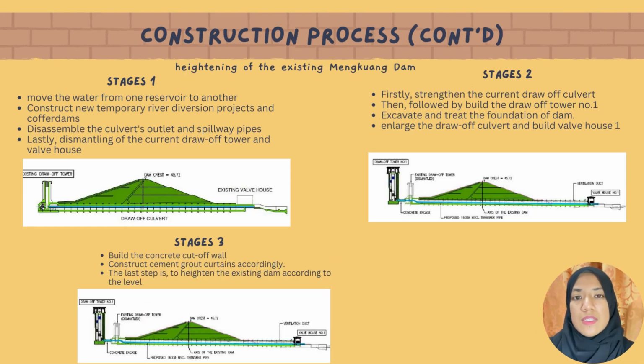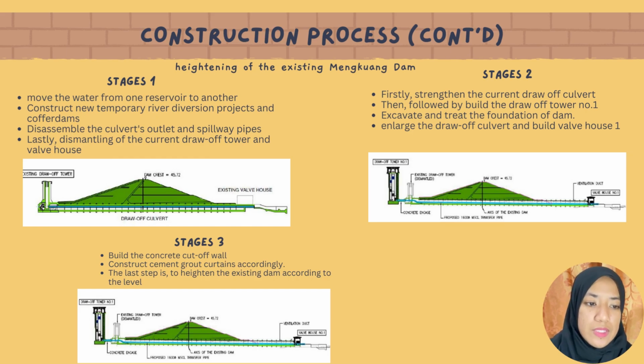Heightening of the existing Mengkuang Dam is also divided into 3 stages. The first stage is to move the water from one reservoir to another reservoir, construct the new temporary river diversion project and cofferdam, third, disassemble the culvert outlet and spillway pipes, and lastly, dismantle the current draw-off tower and valve house.